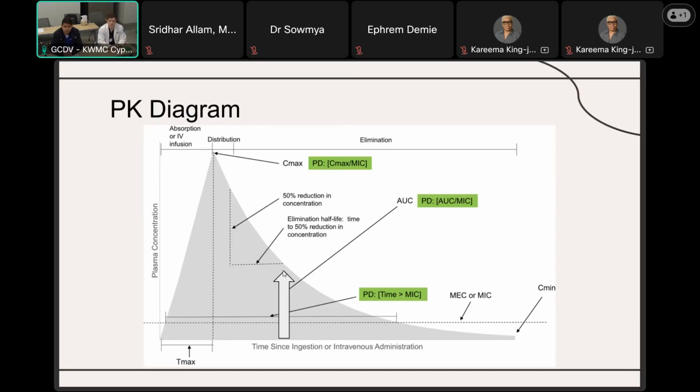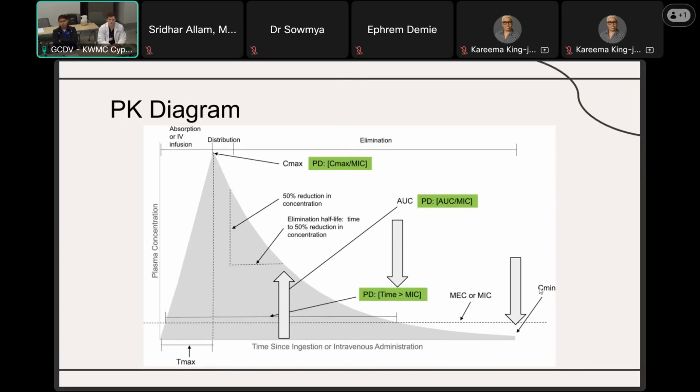This here shows the timeline after medication infusion at which the medication level will be reduced by 50%. So this is basically T50. This is the time that the medication will take for a 50% reduction in concentration. Then there is the duration of effect we talked about where, especially for antibiotics, you want to know the total duration of the medication that is above the minimum inhibitory concentration.